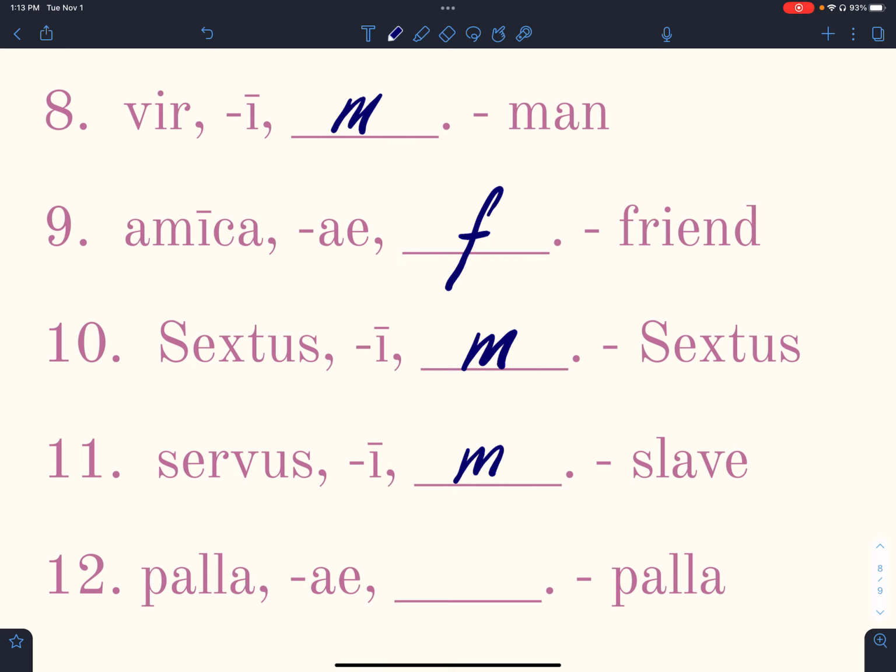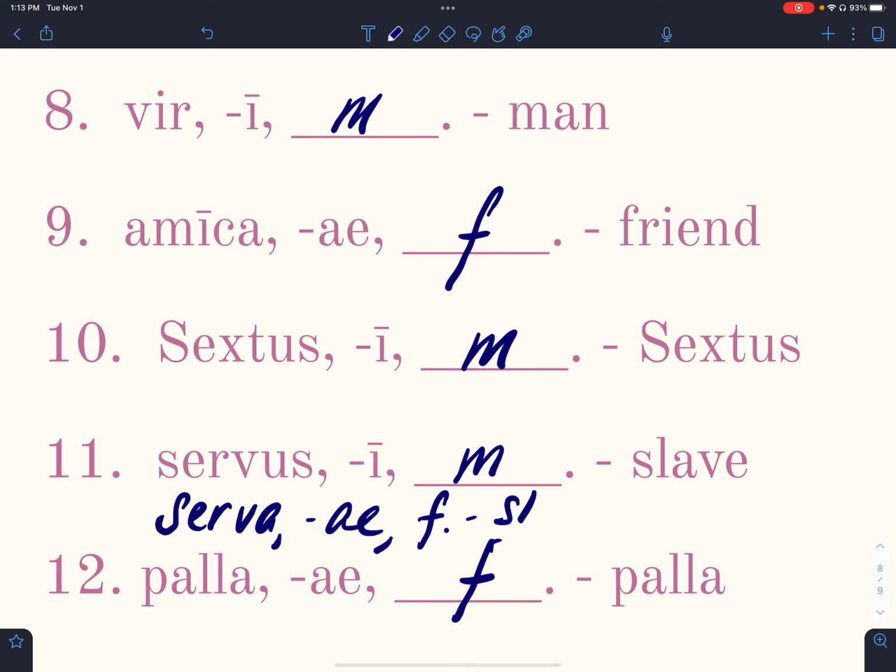Feminine, good. Okay, now, quick side note about the word servus, servi. What if the noun was this? Then what would the gender be? Feminine. Then it would be feminine, right? But keep in mind, these are two separate nouns. Even though they look very similar, this one is reserved for dude slaves and this one is reserved for lady slaves.